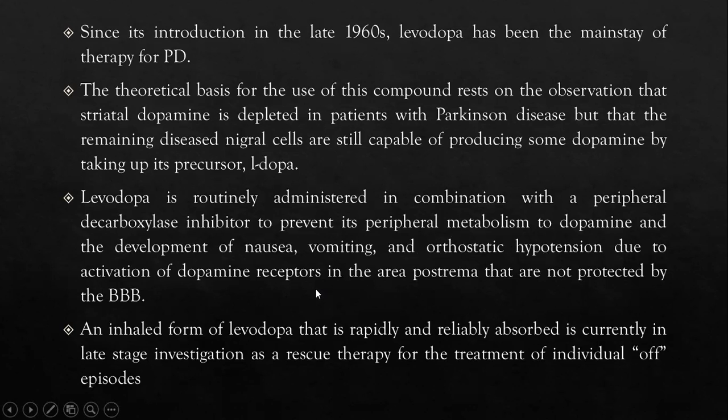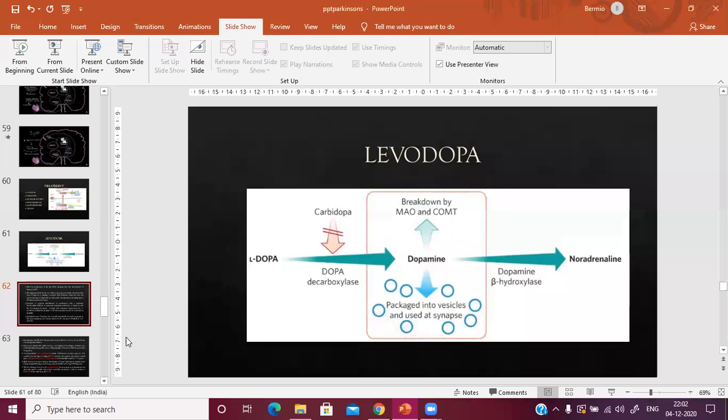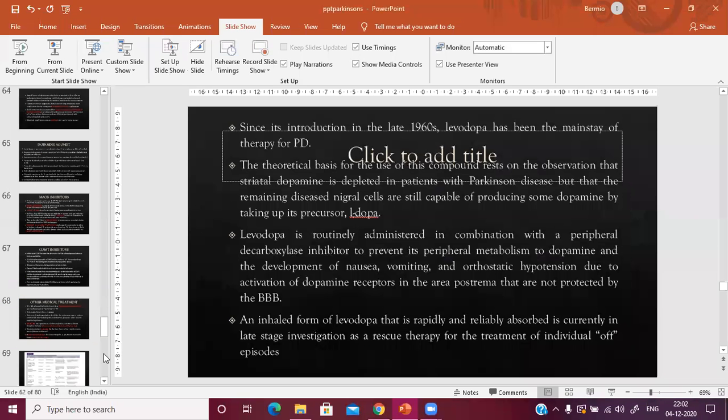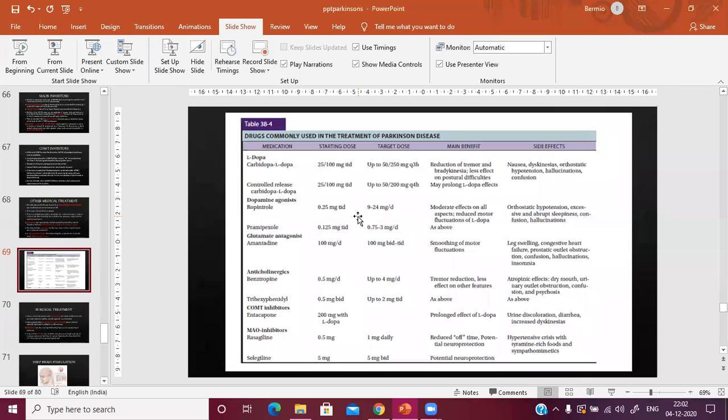Starting dose, sir, 100 mg levodopa with 10 mg carbidopa, we will start at 100/10 mg, sir. The maximum we can increase the dose up to 250 mg every 3 hourly can be given, sir.